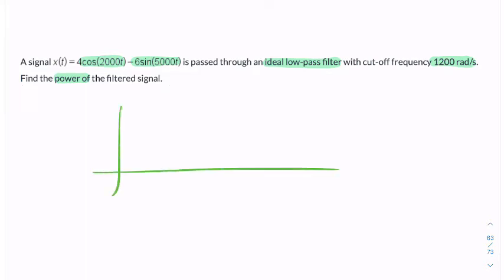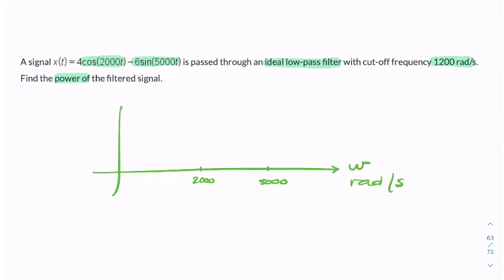If we were to look at the frequency of our two signals, we have a signal of frequency 2000 and a signal of frequency 5000. Let me move that up a little just to make it clearer. So 2000 and 5000, and this axis is omega in radians per second. These numbers between the brackets represent omega.